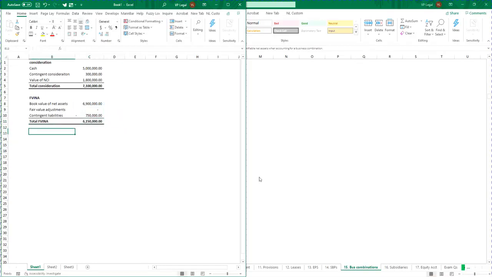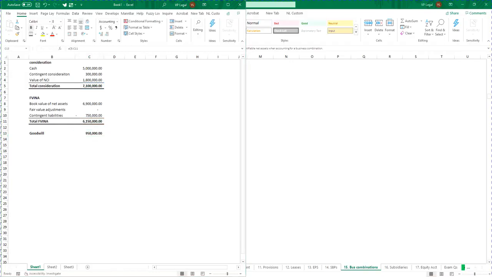So if you remember from before, to calculate goodwill, all we have to do is subtract the fair value of net assets from the consideration. And this makes sense. How you remember this is because goodwill represents the premium that you're paying on the underlying assets of the business. So if the underlying assets of the business are only worth 6.1 million and you're paying 7.1 million, then the premium you're paying, or the goodwill, is the $950,000.